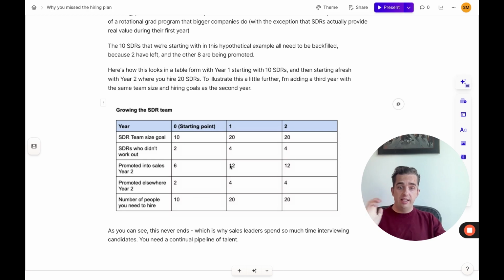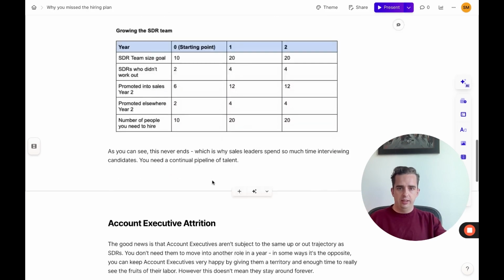As you can see, this never ends. This is why sales leaders spend so much time interviewing candidates, because you simply need a continual pipeline of talent.